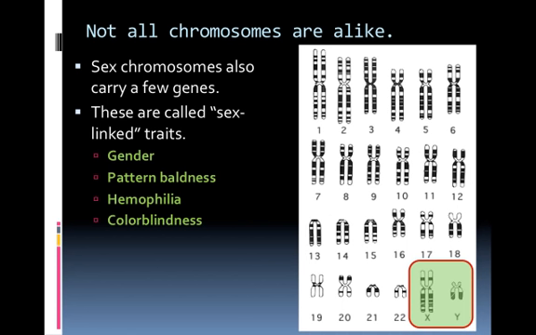In addition to those, you have pattern baldness, which can pass from mother to son, and you have hemophilia, which is an inability to stop bleeding. If you get a bruise or a cut, generally your body will form a clot that would stop that bleeding. In this case, it's a genetic disorder, so you're born with it. And if you can't stop the bleeding, then you can definitely bleed to death. So it's pretty serious.